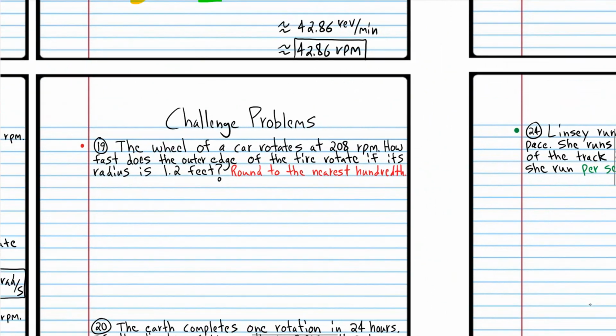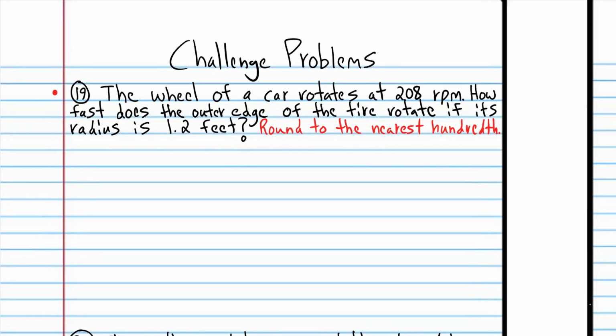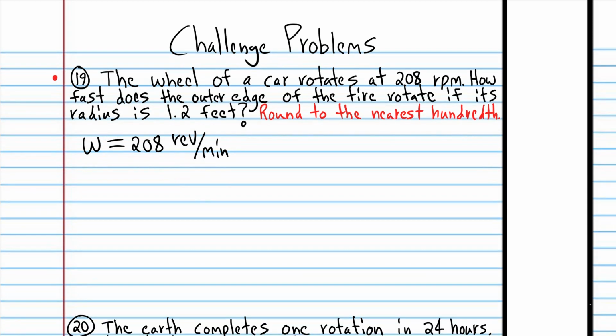So now let's do some problems that are a little more challenging, because these problems are going to have multiple parts. It says the wheel of a car rotates at 208 RPMs. So they give us the angular velocity. Generally speaking, angular velocity is not written with revolutions per minute, but that's still an indication of the angular velocity. We're also told that the radius of the tire is 1.2 feet.